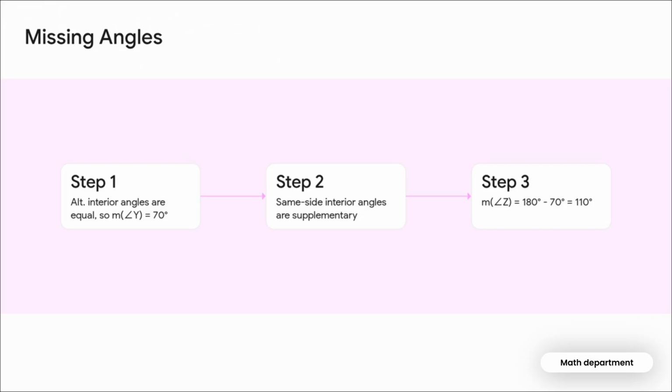Now, for step 2, we know same side interior angles are supplementary. So for step 3, to find angle Z, we literally just write out 180 degrees minus our 70 degrees, which gives us a final answer of 110 degrees for angle Z. See? Writing it out step by step like this completely prevents those silly little subtraction errors.